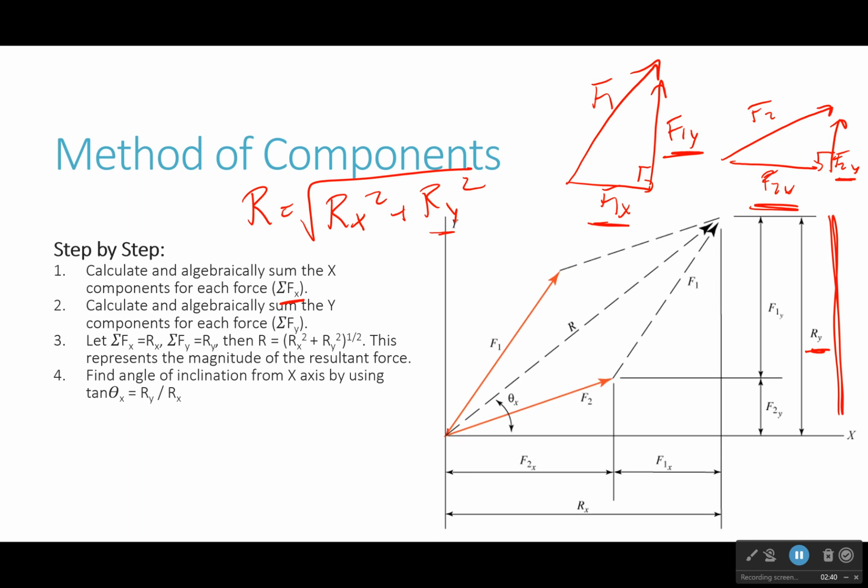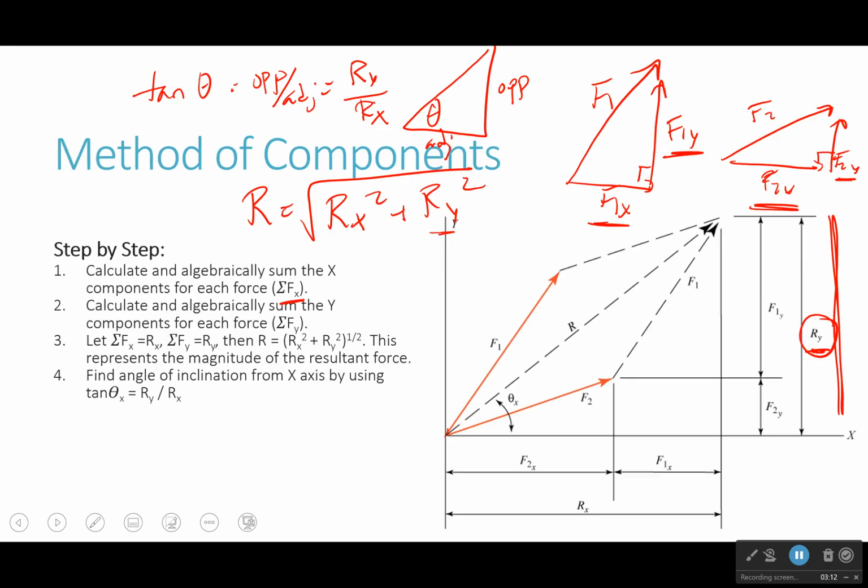If I want to find the angle of inclination from the x-axis, I do that by using tan theta equals Ry over Rx. I know what Ry is, I know what Rx is. If I'm looking at my triangle, that means I know opposite, I know adjacent, and I want this angle theta right here, which is to the positive x-axis. And so opposite over adjacent is tan of theta. So tan of theta equals opposite over adjacent, which is equal to Ry over Rx. And that will be enough to solve. You'll have all the information that you need.